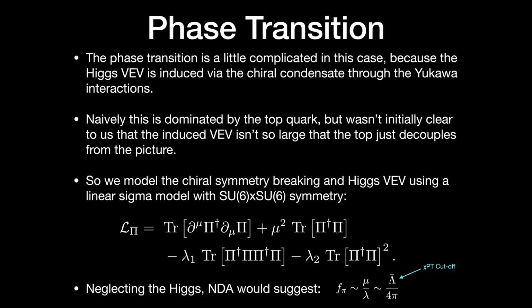So this field capital pi represents my pions and also the chiral symmetry breaking VEVs. This is not the nonlinear representation of SU6 cross SU6 breaking down to SU6. It's actually got the full linearly realized SU6 cross SU6. So there's a kinetic term for those fields. There's some mass terms and some quartics. Naive dimensional analysis suggests that if I'm neglecting the Higgs, which I'm doing at this point, I should get a pion decay constant which is about mu over one of the lambdas, and that this is something like the chiral perturbation theory cutoff divided by 4 pi.